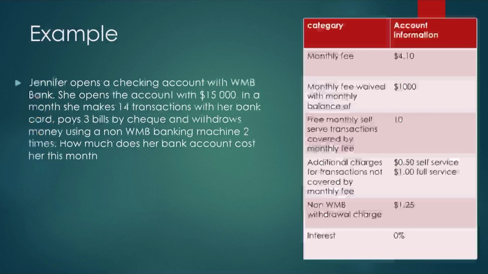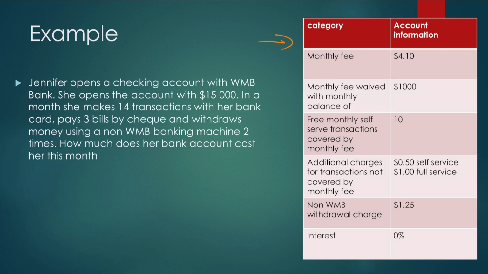So it says, Jennifer opens a checking account with WMB Bank. I just created a bank name, it's not real. She opens the account with $15,000. In a month, she makes 14 transactions with her bank card, pays 3 bills by check, and withdraws money using a non-WMB banking machine 2 times. How much does her bank account cost her this month? So we haven't talked about how much she spent with each check and transaction. We're just looking at how much more it cost her to operate this account. And all the information is given over here.